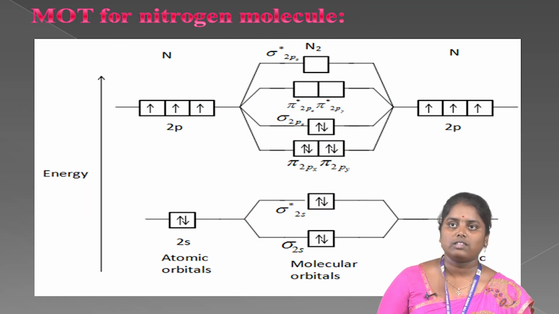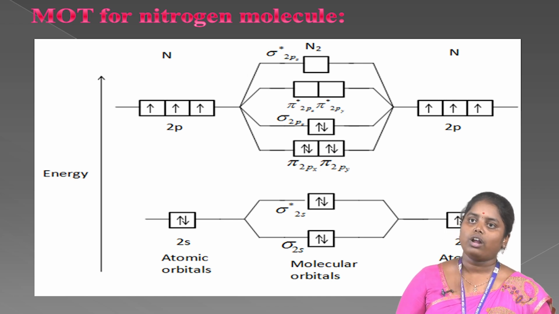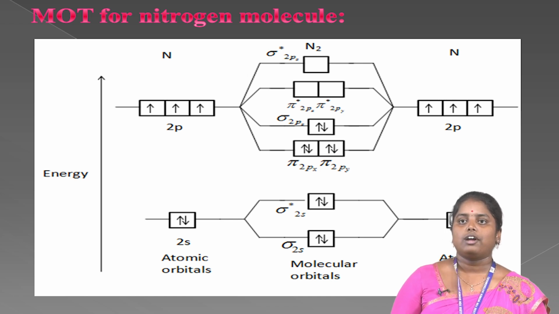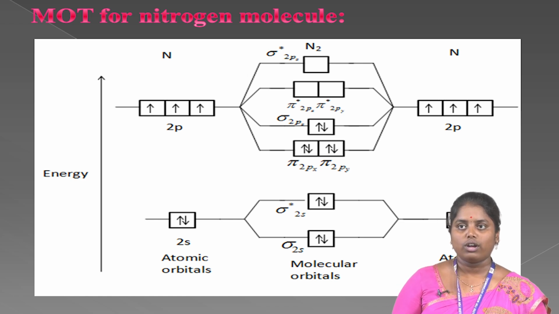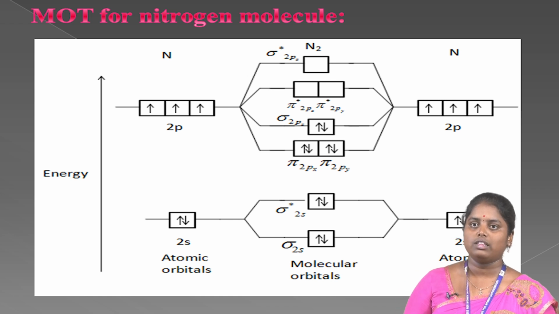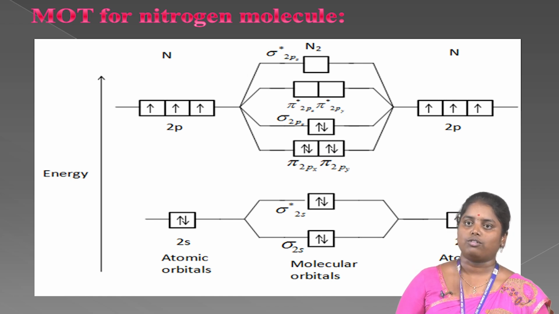Next, let's discuss the molecular orbital theory diagram for the nitrogen molecule. The atomic number of nitrogen is 7. The electronic configuration is 1s2, 2s2, 2p3. Thus, it contains a total number of 7 electrons.